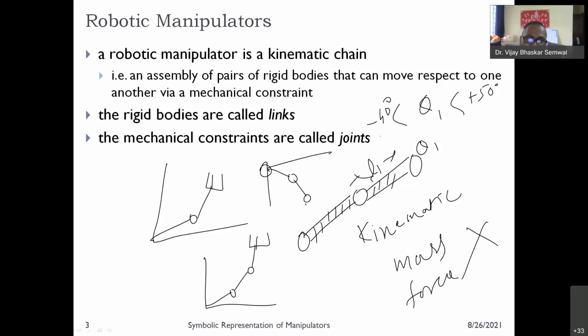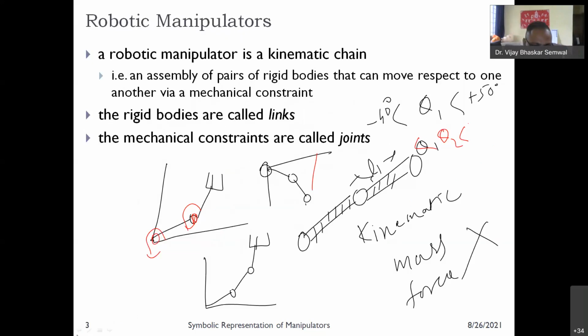The mechanical constraints are the joints. In the joints, I can put the constraint. So this is one joint, this is another joint, this is the third joint. A joint can move within a particular range. Theta 1 ranges within this range, theta 2 within this range, and theta 3 within this range.